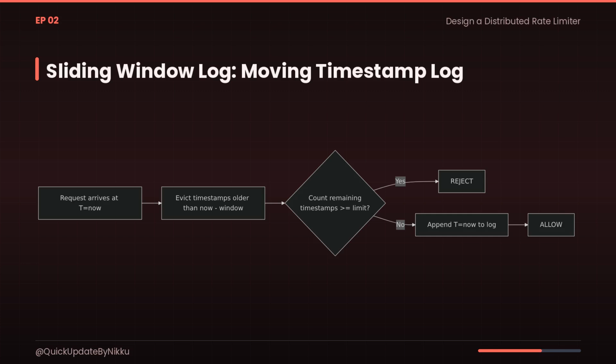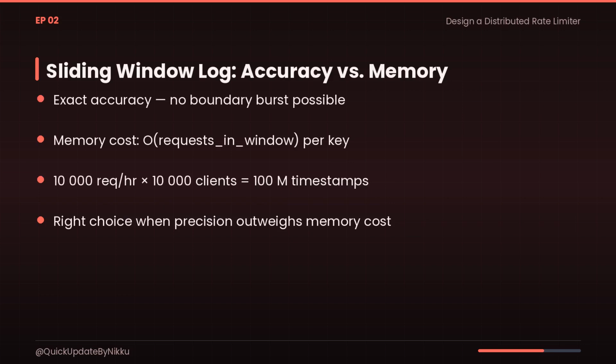On each new request, you evict all timestamps outside the current window, count what remains, and either reject or append and allow. The window slides continuously with every single request. There are no boundary bursts and no approximations, just perfect accuracy. The precision comes with a real price. Every active client keeps every timestamp in the current window alive in memory. At generous limits and large user bases that balloons quickly, 100 million timestamps is not an exaggeration. Use sliding window log when fairness and exact accuracy are non-negotiable and per key traffic volumes are manageable.